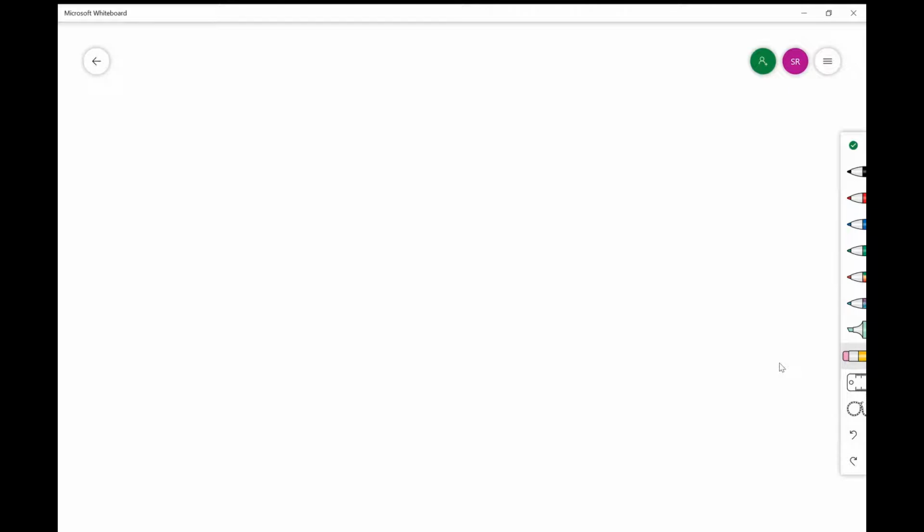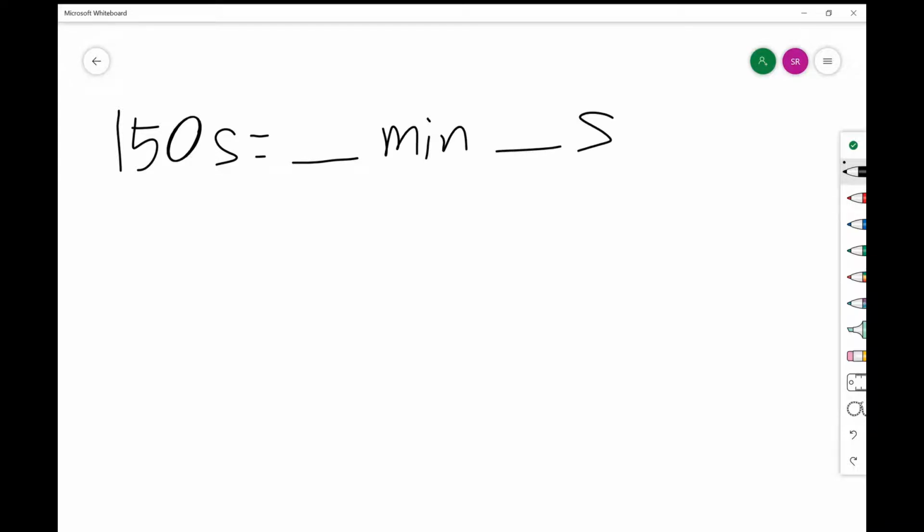Another thing that you guys are going to have to be doing today is you're going to also have to convert time from seconds and go into minutes and seconds. So for example, we have 150 seconds, and we need to figure out how many minutes and seconds there are. So now, to do this, again, we know that 1 minute has 60 seconds. So now what you're going to do, instead of multiplying by 60, you're actually going to divide by 60.